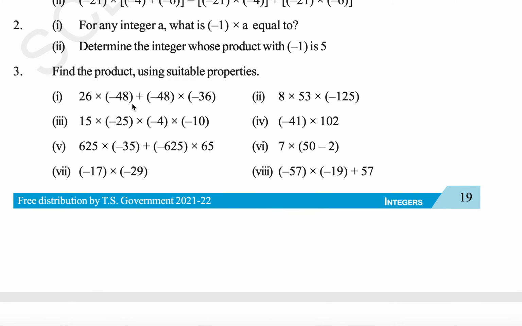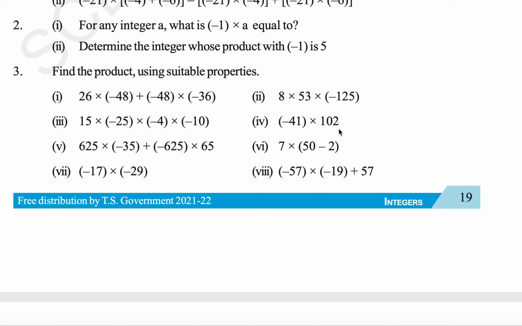Find the product using suitable properties. Take minus 48 common. This will become 26 minus 36, that is minus 10. So this is minus 480. Nothing but a into b into c. 53 into 125 into 4: 125 into 4 is 500, 500 into 2 is 1000, 1000 into 53 is 53,000, so minus 53,000.